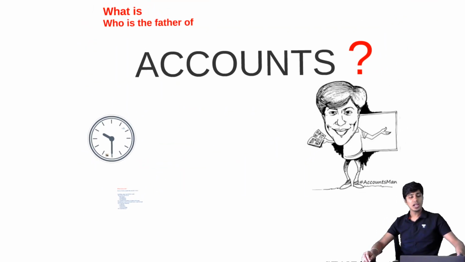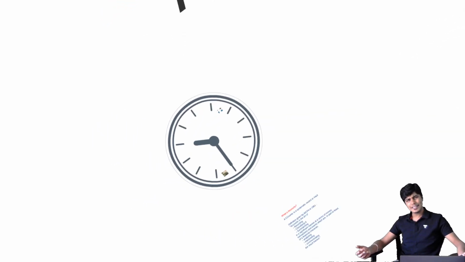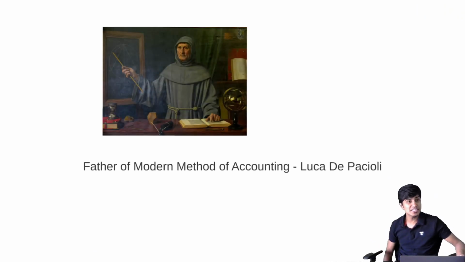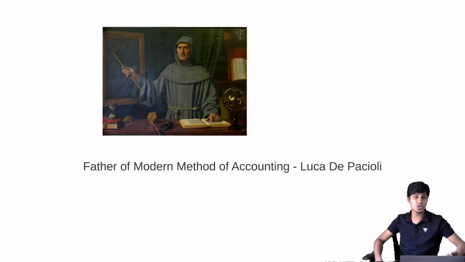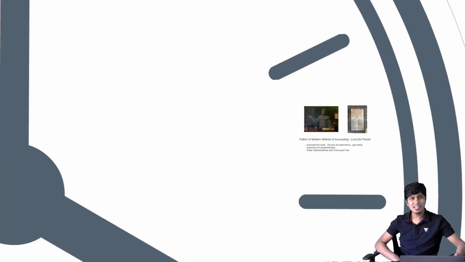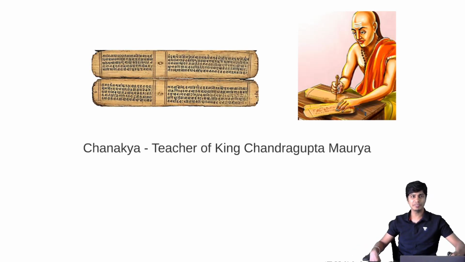Let's go forward. And the next question is, who's the father of accounts? So father of accounts is, I hope you all remember the same. Yes, it is Luca di Pacioli, a Franciscan friar who was a mathematician from Italy who wrote the book Summa di Arithmetica Geometrica Proportioni et Proportionalita. However, the earliest mention of accounts is being made by Chanakya, or also called as Kautilya, in the suggestion book that he wrote to the king Chandragupta Maurya.